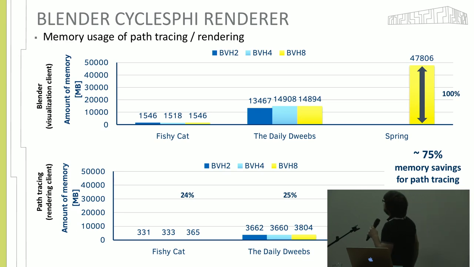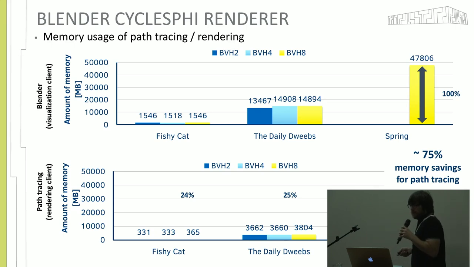One of the good features of the rendering client is that, for just performing the ray tracing, it needs a significantly lower amount of memory on the actual hardware that performs the rendering. This example shows three scenes, where the largest one, the scene from Spring, actually requires up to 48 gigabytes of memory if you want to run the full Blender, prepare the scene, and start the rendering. On the other hand, if you just take the data that you need for the rendering itself and run the rendering using our client, you need just 12 gigabytes of data.